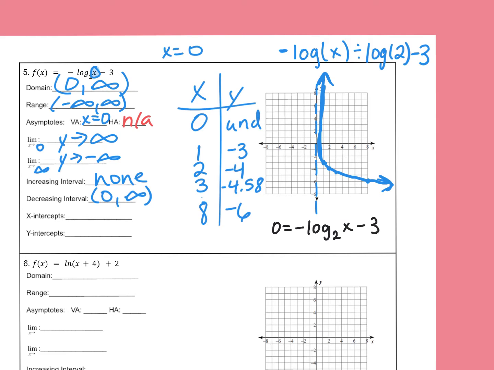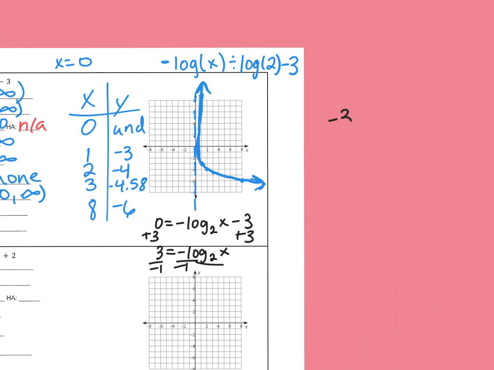I know that I need that log base and a value on a side by itself. This 3 cannot be over there, and that negative 1 cannot be in front. So I'm going to have 3 equals this, then I'm going to divide by negative 1, okay? When I do that, I end up with negative 3 equals log base 2 of x.